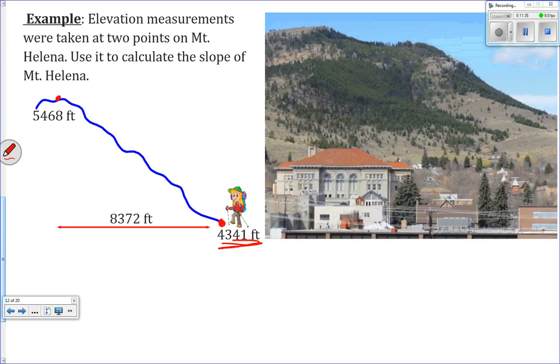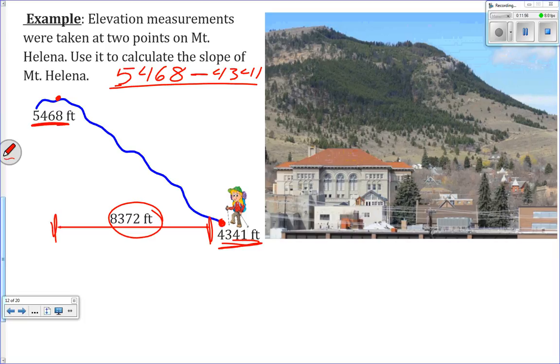Okay, so 2 measurements. The 2 heights. Elevation is a height, 4341 and 5468. They were taken 8,372 feet apart. Okay, so my rise is going to be 5468, the tallest one, minus the shortest one, divided by the difference in the distance, the run. That's already been done for you. You don't have to calculate it. It's 8,372.